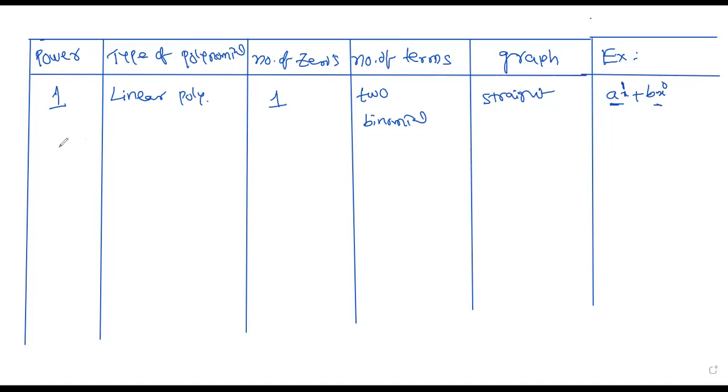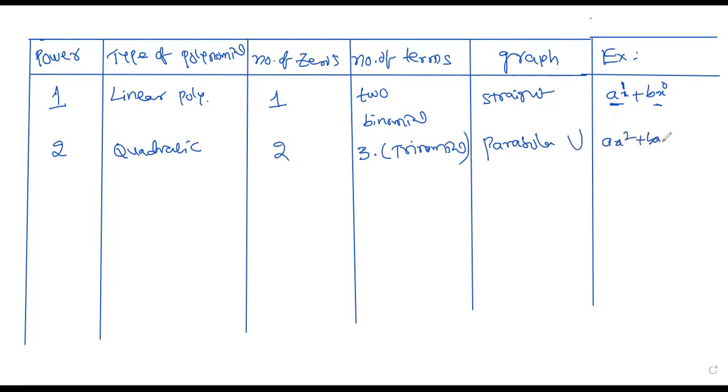If the highest power is 2, we say it is a quadratic polynomial. The number of zeros is 2, and the number of terms is 3. We can say this is a trinomial. The graph is a parabola, U shape, and an example is ax square plus bx plus c. The highest power is 2.